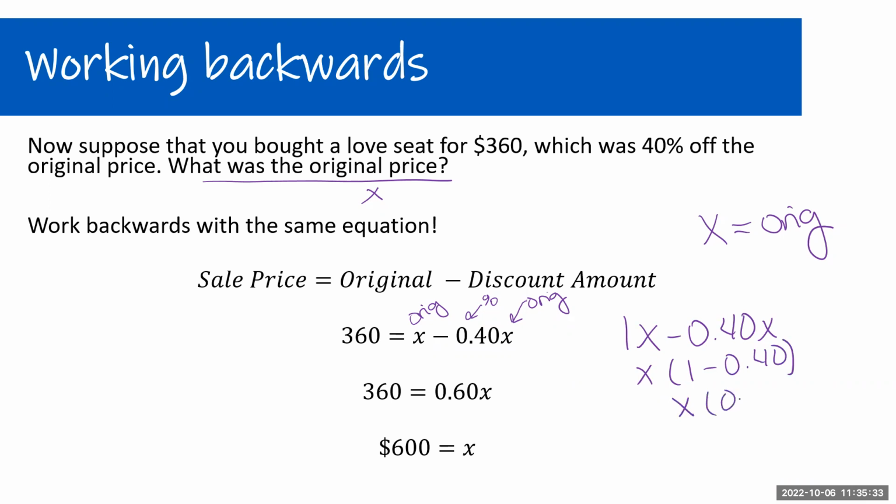X times (1 minus 0.4). So this is how it ends up if you don't remember how to do that. And so we're going to end up with 360 equals 0.60X. Solving for X by dividing by 0.6, we see that 600 equals X. So the original price of the love seat was 600 and you paid 360, which was a pretty good deal.